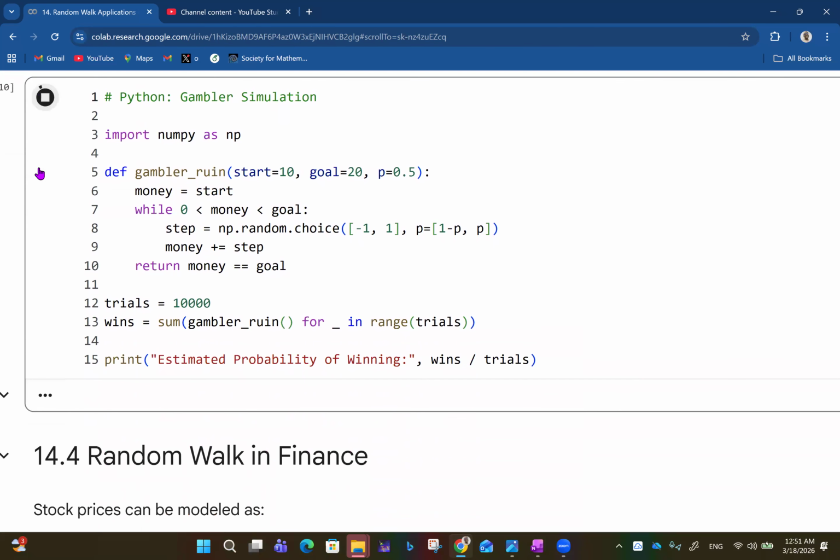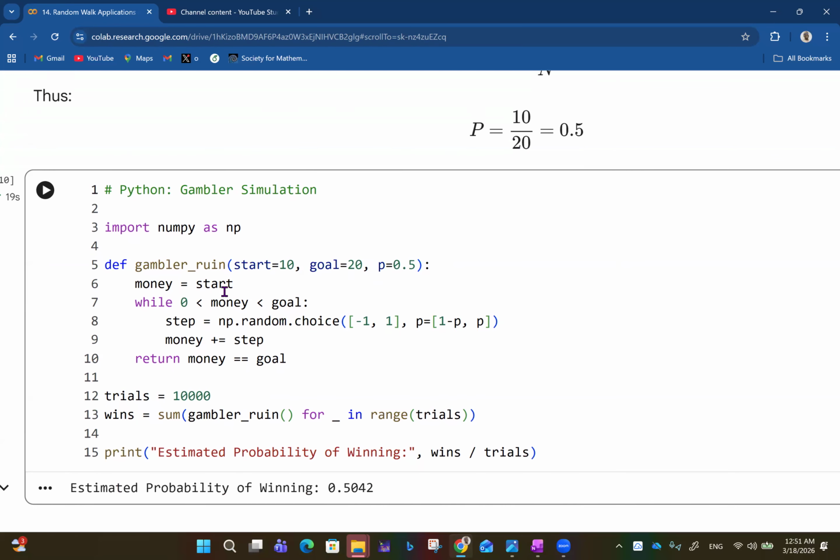I think one of the reasons why it's slow is because we are doing 10,000 trials. So that's a lot of steps right there. So the start is 10, the goal is 20, and the probability is 0.5. So money starts as 10, then while money is between 0 and the goal, you keep doing the process until you reach your goal. So the estimated probability of winning will be that value we end up getting each time, which is very close to 0.5 that we already obtained here by computation.